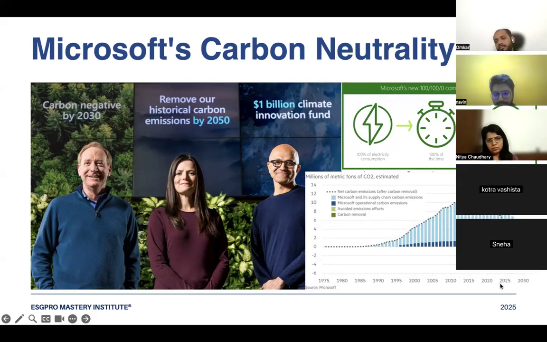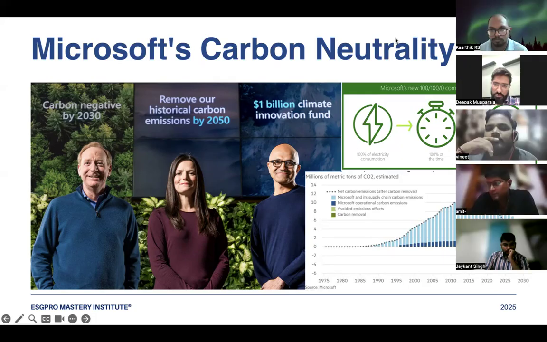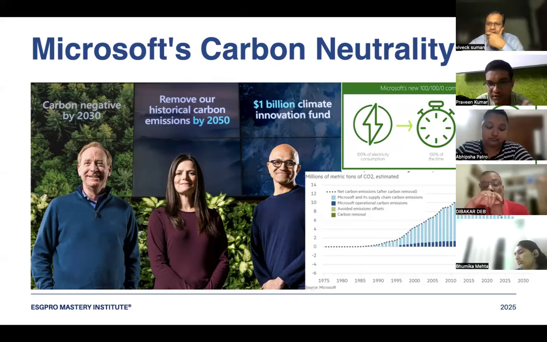So by 2030, what will their target be? To reduce the carbon equivalent to Microsoft and its supply chain carbon emissions, so that they achieve the target of neutrality or carbon negative. Perfect. Good observation. Quite a detailed one, but fair.